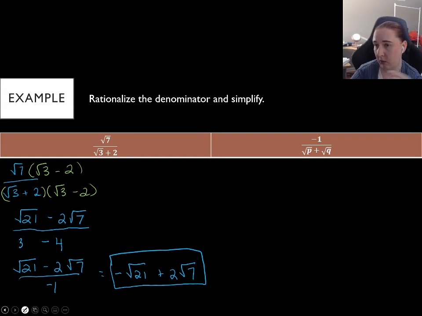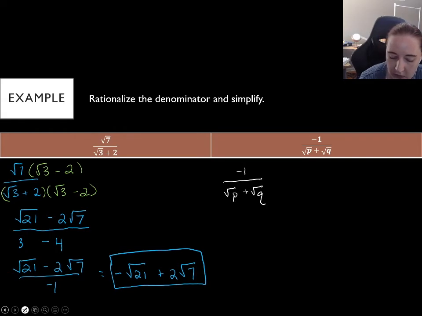Now, on the right we have negative 1 over square root of p plus square root of q. So negative 1 over square root of p plus square root of q. So the conjugate is going to be the square root of p minus the square root of q.